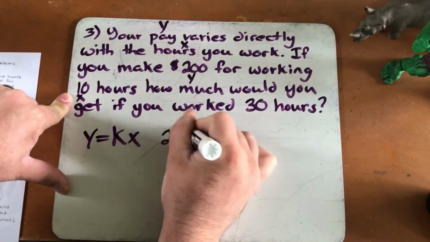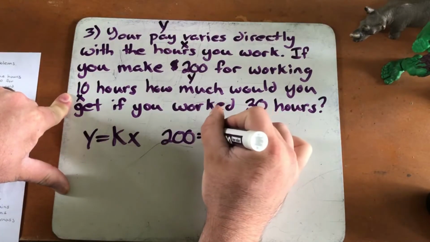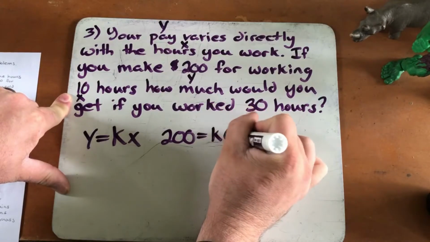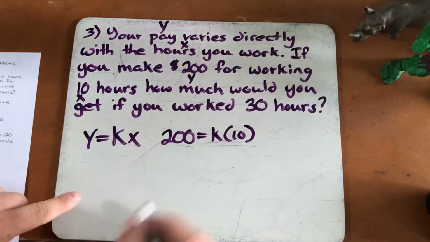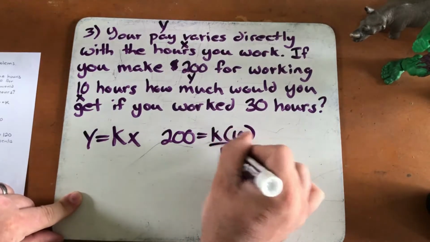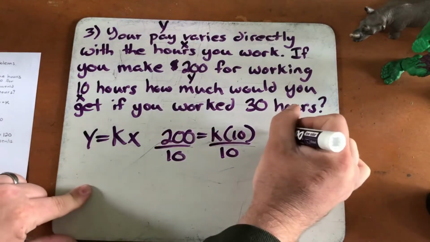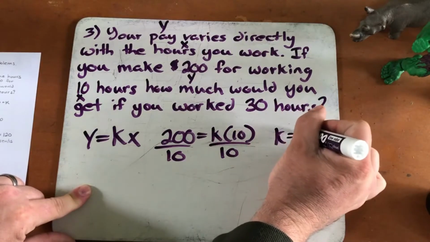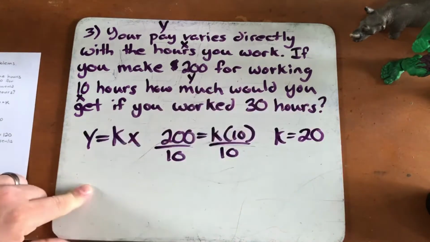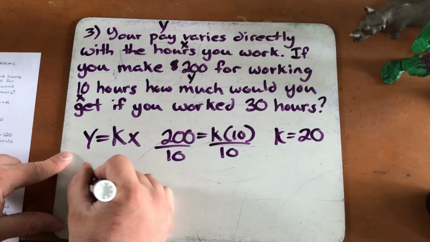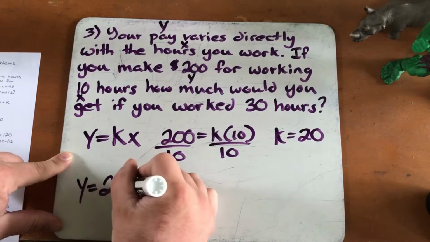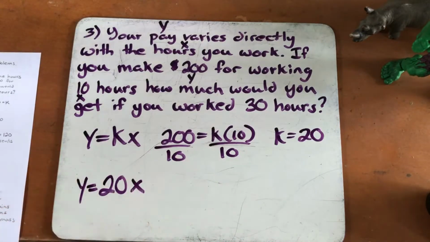So 200 equals k times 10. I'm solving for k. K equals 20. Now, once I know the constant of variation, I can write my equation. Y equals 20 times x.